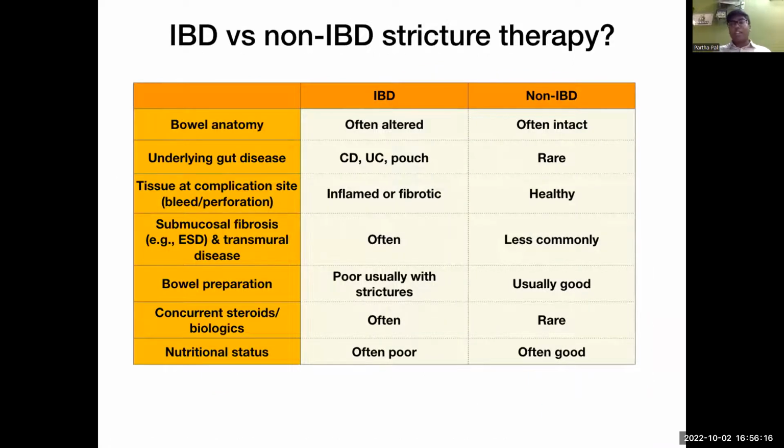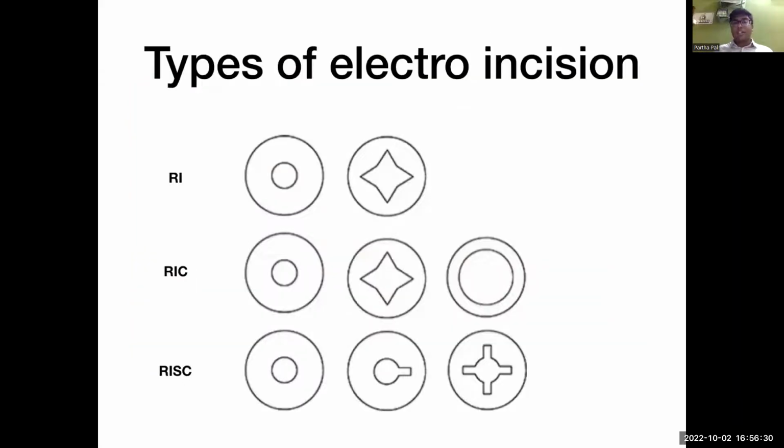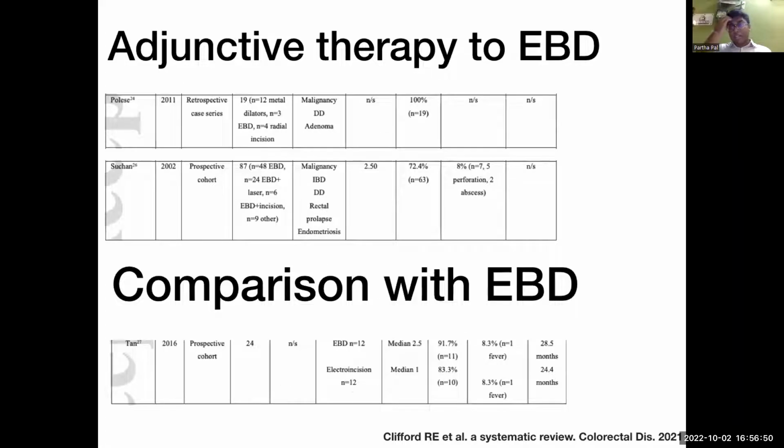And while treating an IBD stricture, you should keep in mind that the patient may be on steroids, the nutritional status may be poor, the tissue at the complication site may be inflamed or fibrotic, and the bowel anatomy may be altered. These are the different types of electroincision that have been described. Radial incision and cutting have already been described. Sometimes radial incision and complete circumferential cutting can cause defects like in ESD, so selective cutting can be done, like the pinhole or keyhole, which has been described by some other authors.